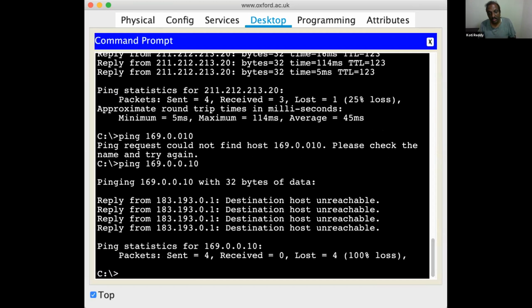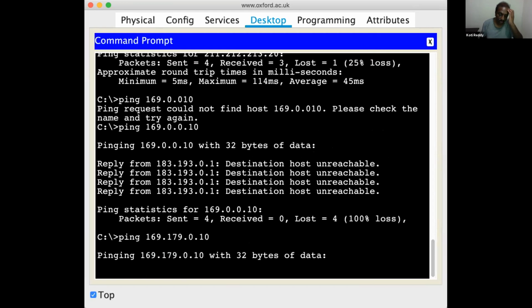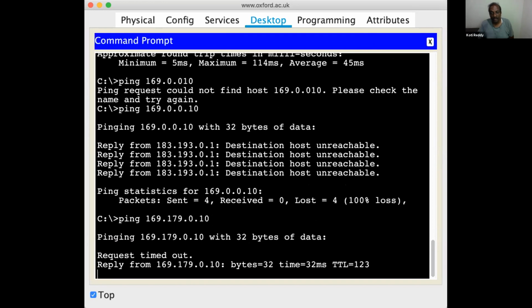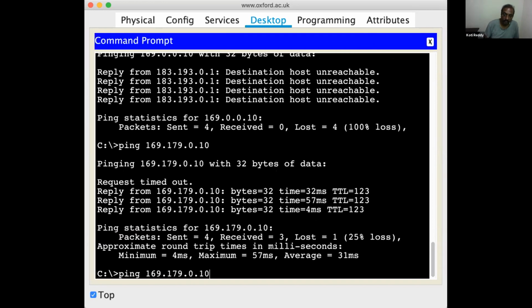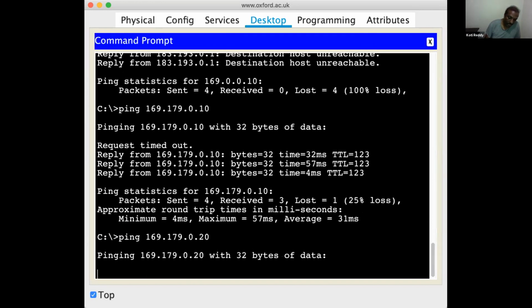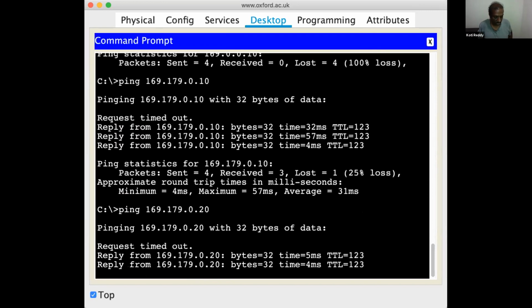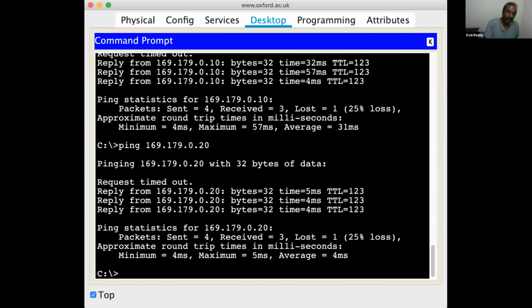Sorry, 169.179.0.10 I should ping. I should also ping 169.179.0.20. .20 also I could ping, right? So I'm able to ping from here all the systems in this particular service provider network. So you are done with this now.